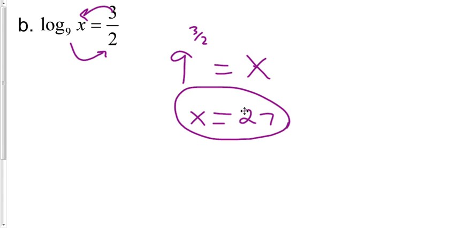Okay, so the biggest thing that we learned today, or the biggest thing that you need to know moving forward, is how to convert back and forth from a log into exponential form. And those are some of the tricks that we're going to be using later on in the chapter when we get to solving equations.